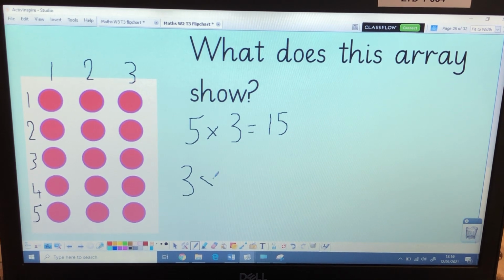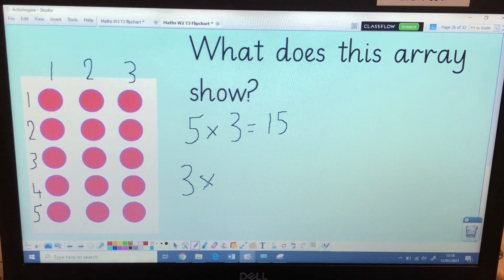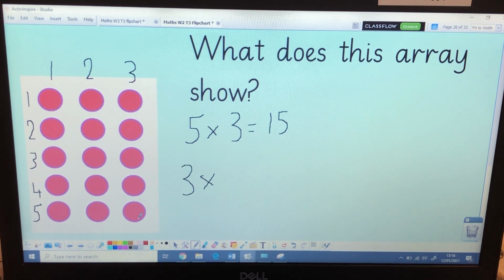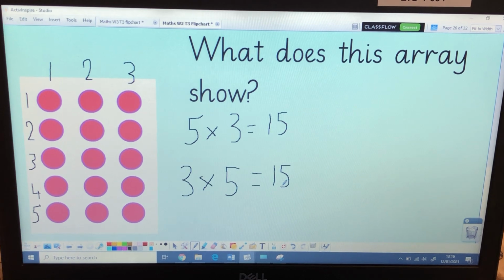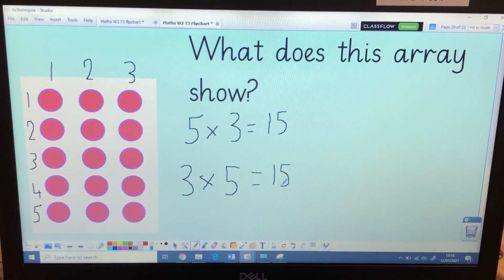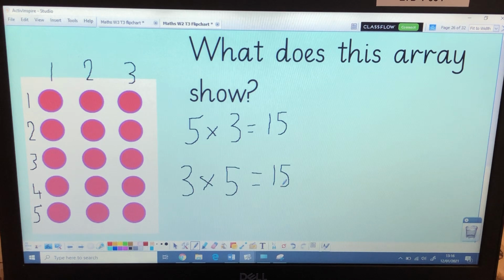I wonder how many we've got in each of the groups. Should we count them? We're going down, remember, this is a group. 1, 2, 3, 4, 5. 1, 2, 3, 4, 5. 1, 2, 3, 4, 5. So I've got 3 lots of 5. So that's 3 times 5 equals 15. So it gives us the same answer, but it can be shown in different ways.